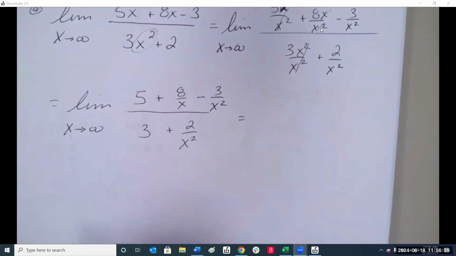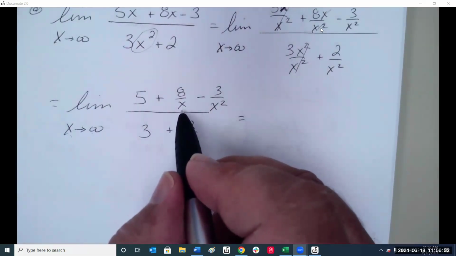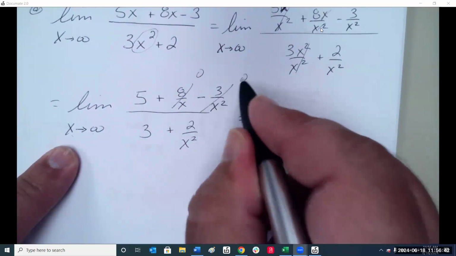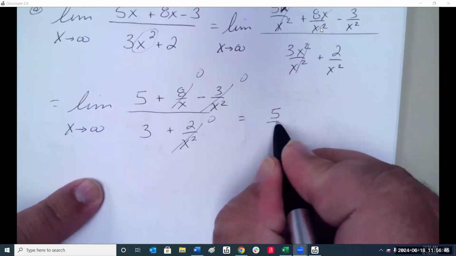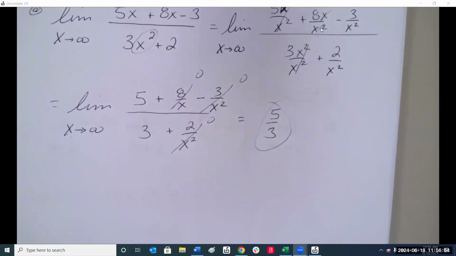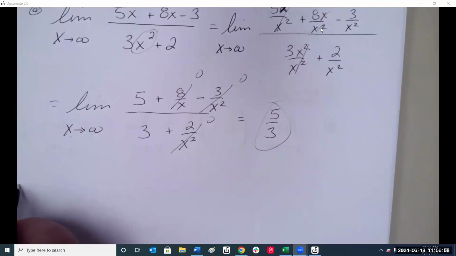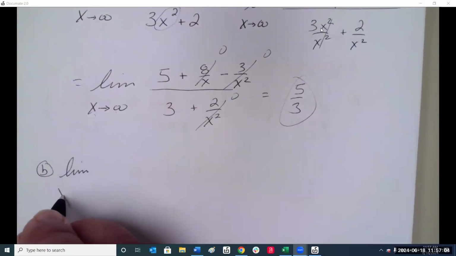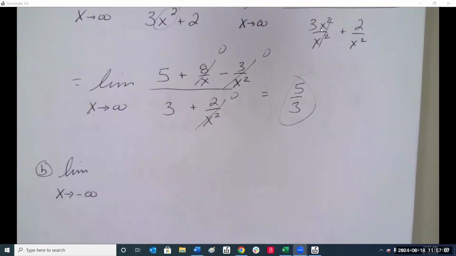Now, as x goes to infinity, what happens to 8 over x? Where does that go? Yep. 3 over x squared, 2 over x squared. So what we're left with is 5 over 3. And I'll relate this back to algebra after you do this next one. Next, B, x goes to negative infinity.